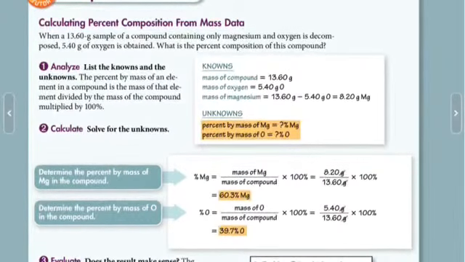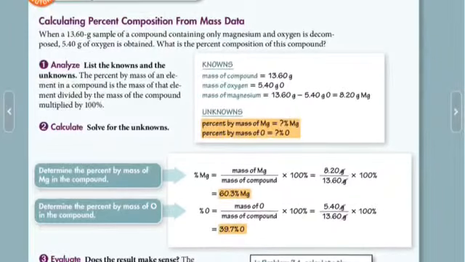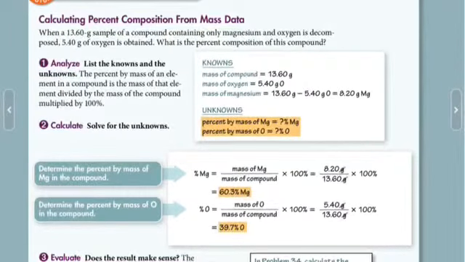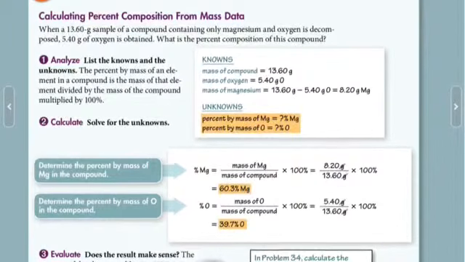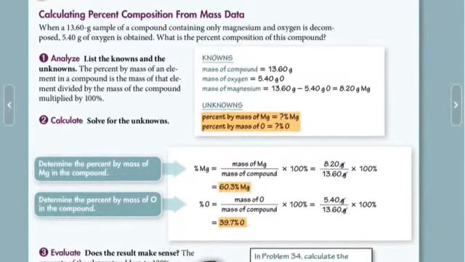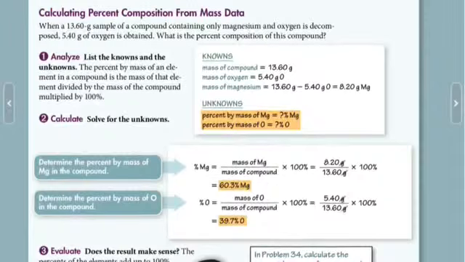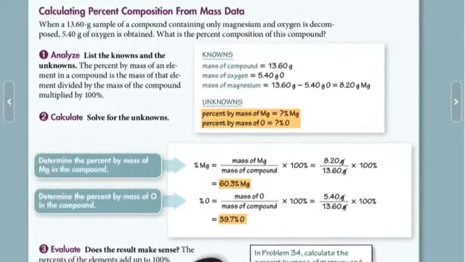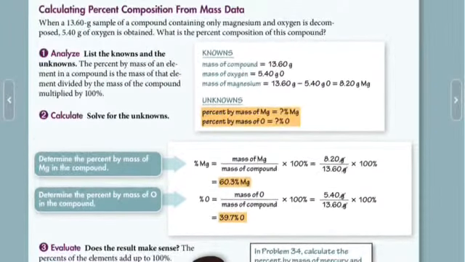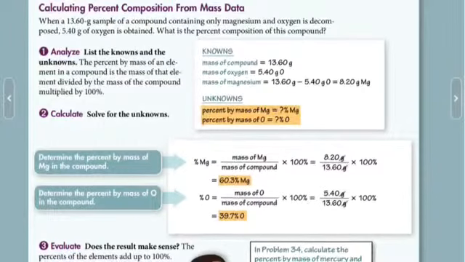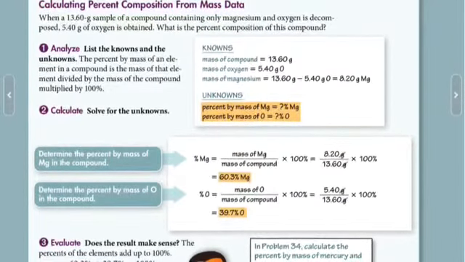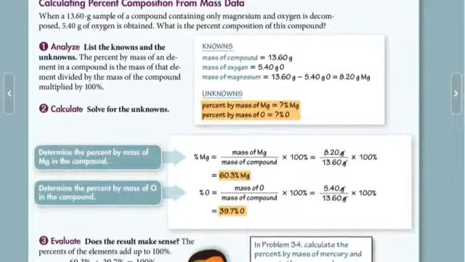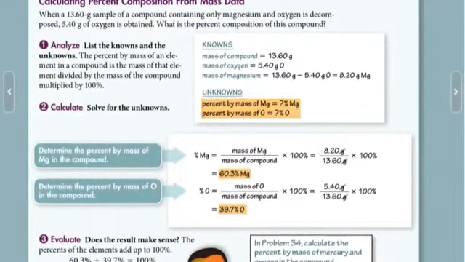The next step is to calculate for the unknowns. The unknowns in this problem are the percent by mass of magnesium and of oxygen. To find the percent by mass of a chemical, you must take the mass of the chemical divided by the mass of the compound it is in and multiply it by 100%. After the percent by masses are found, you must add up the percents. The percent should add up to around 100%.